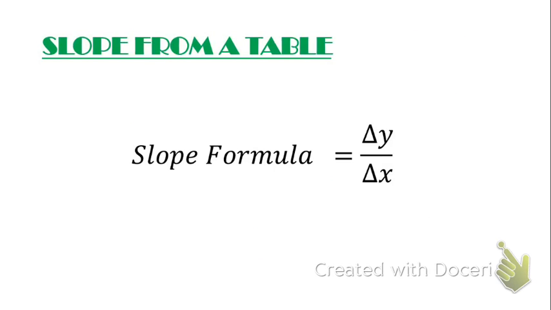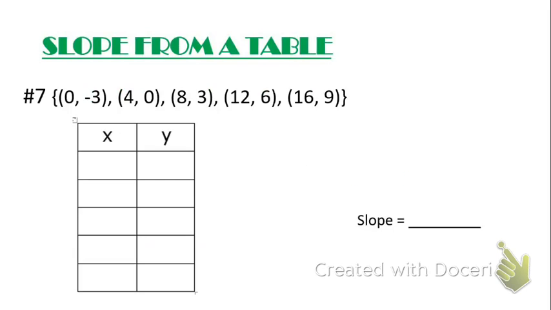All right, slope from the table. This triangle means change. Take this from science. All right, the triangle means change. So this is the change in y over the change in x. So make sure you write that down. All right, so we got a table here. Now before we can do anything with this relation, let's put the information in the table.